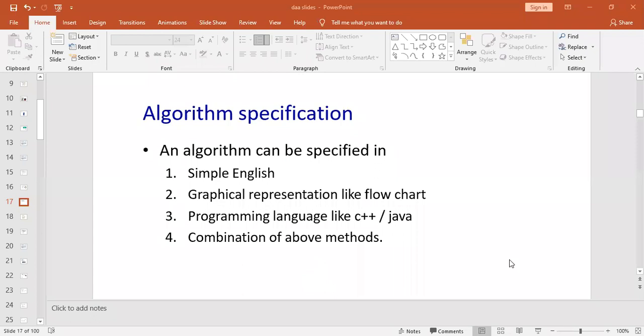Okay, so have you understood the concepts? Have you understood up to here, the algorithm specification?